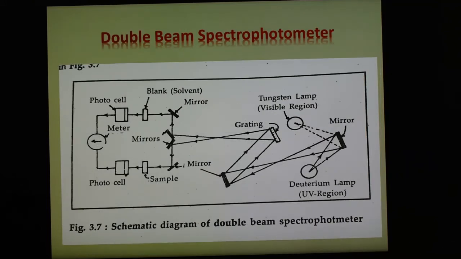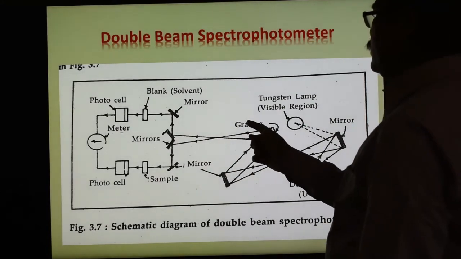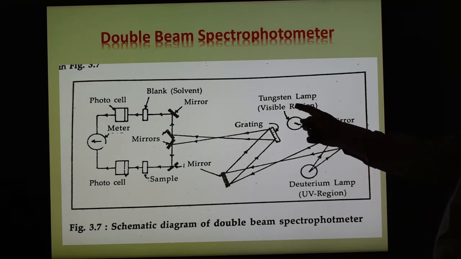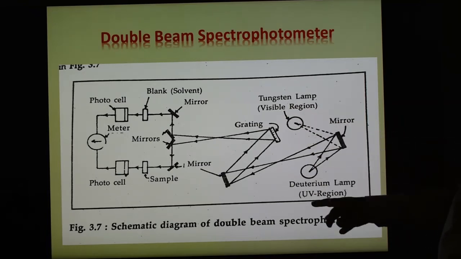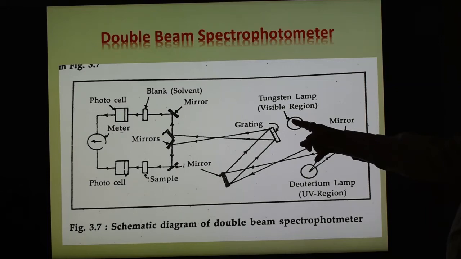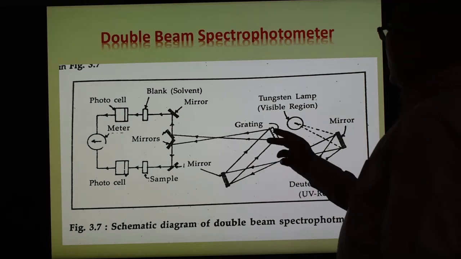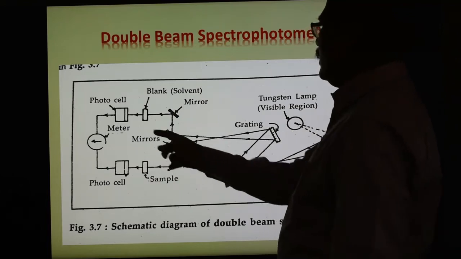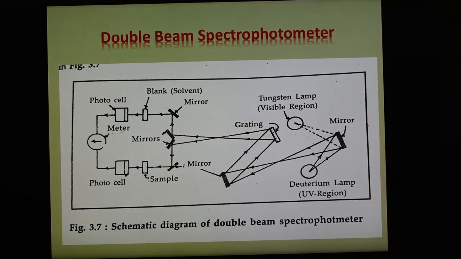In case of a double beam spectrophotometer, this is the arrangement. Here are the sources of light, here is a UV light, and here is a visible light, tungsten lamp for the visible region. So two sources are there. Deuterium lamp is the UV source, and the tungsten lamp is the visible source. Light from both these radiations comes to this mirror and is reflected, and here is a grating. After that it comes to this arrangement, and here is a meter to detect the current produced. So this is the schematic diagram of a double beam spectrophotometer.